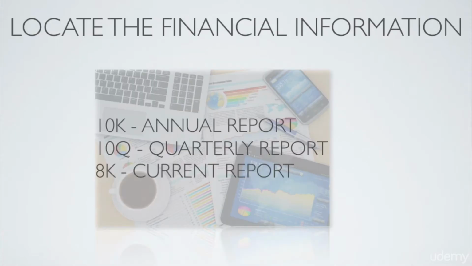Out there is plenty of financial information. We can find it in newspapers, in media, on the internet, in financial reports, press releases, and so on and so forth. But the main reports that we are going to look at are the 10K, which is the annual report, the 10Q, which is the quarterly report, and the 8K, which is the current report.